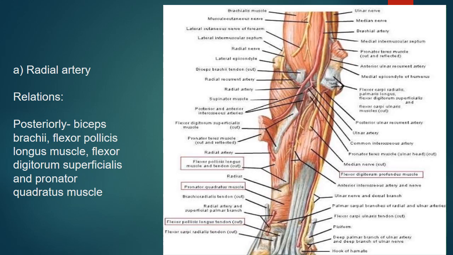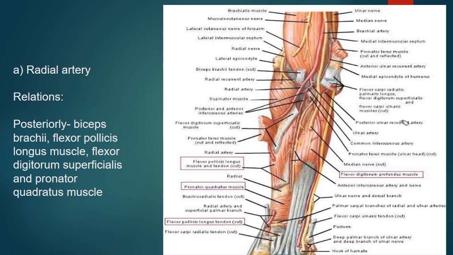palmaris longus and flexor digitorum superficialis. This is the cut tendon of the pronator teres muscle. We have removed the superficial layer so that the posterior relations of radial artery can be appreciable. This one is the radial artery. This whole, as you can see here, this is the radial artery.